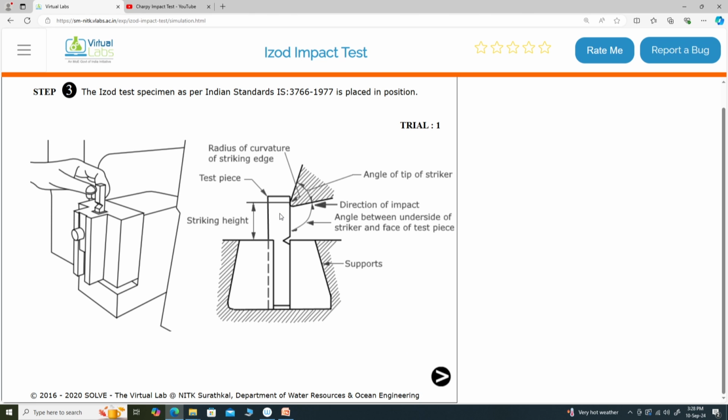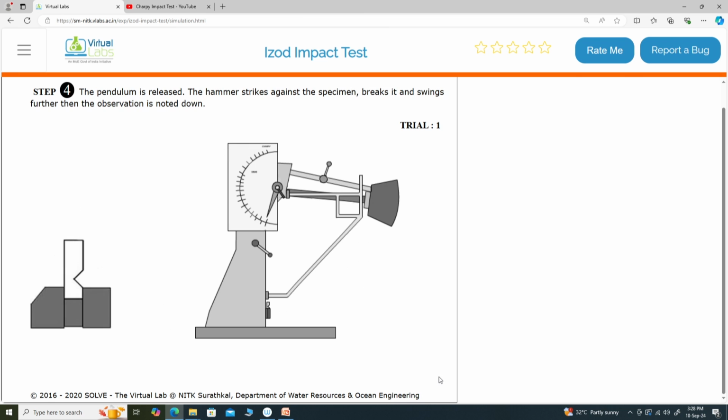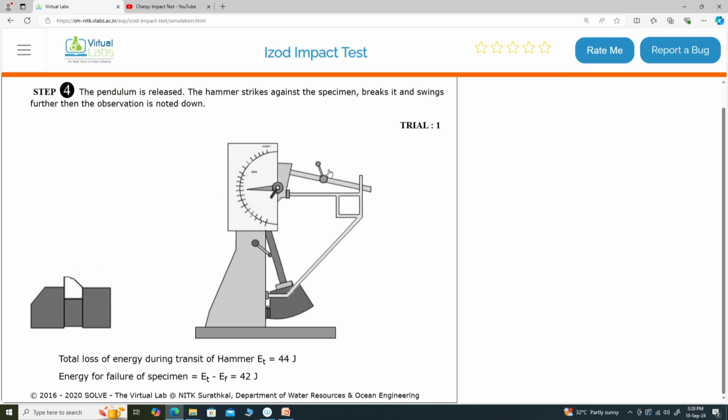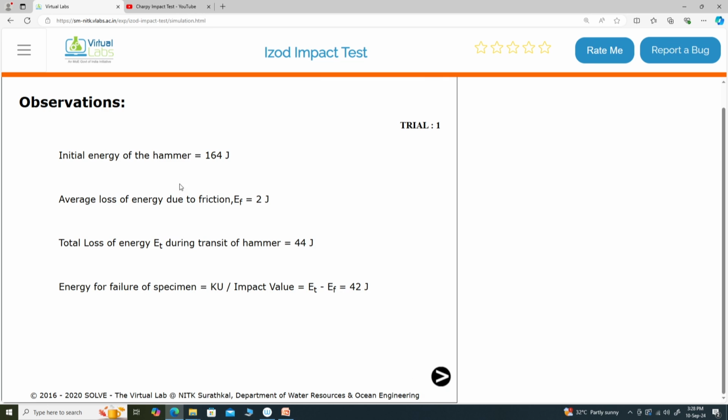We have again the specimen held here in the vertical form, that is 90 degrees to the ground, and the radius of curvature of the striking edge, test piece, everything is given here as we saw in the theory. Let us now conduct the experiment. I will release the pendulum and it is broken. Total loss of energy due to transit of hammer is 44 joules. So, energy for failure of specimen is total loss of energy minus loss of energy due to friction, that is ET minus EF, that is 44 minus 2, that is 42 joules, and the initial energy of the hammer was 164 joules. So, here the energy of failure is given.